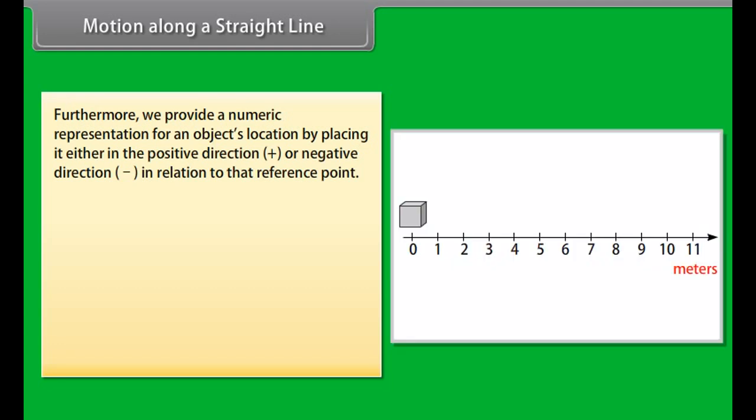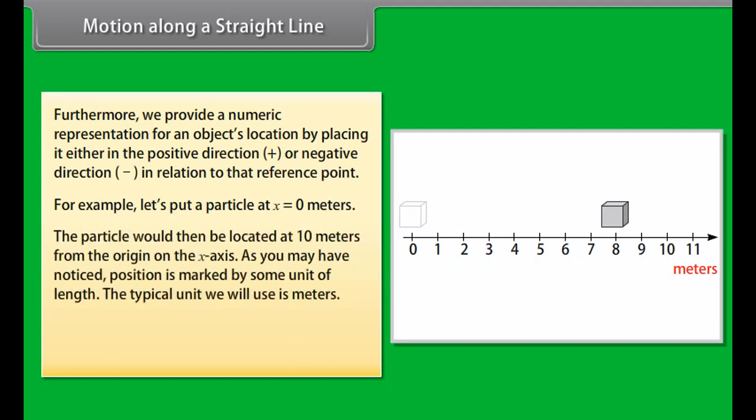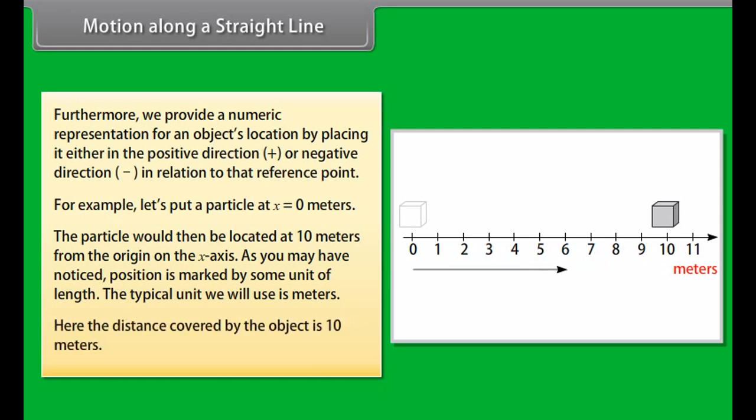Furthermore, we provide a numeric representation for an object's location by placing it either in the positive direction or negative direction in relation to that reference point. For example, let's put a particle at x equal to 0 meters. The particle would then be located at 10 meters from the origin on the x-axis. As you may have noticed, position is marked by some unit of length. The typical unit we will use is meters. Here the distance covered by the object is 10 meters.